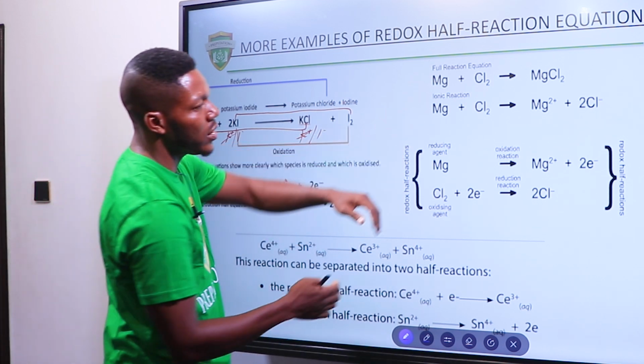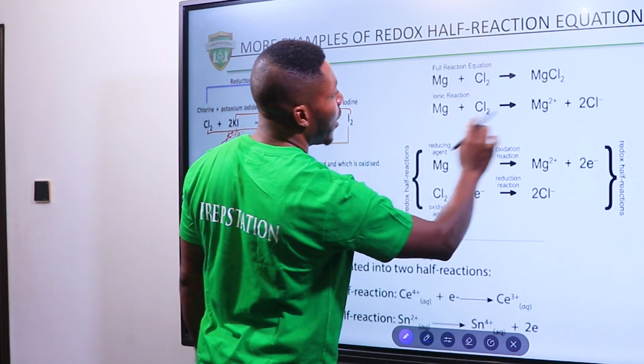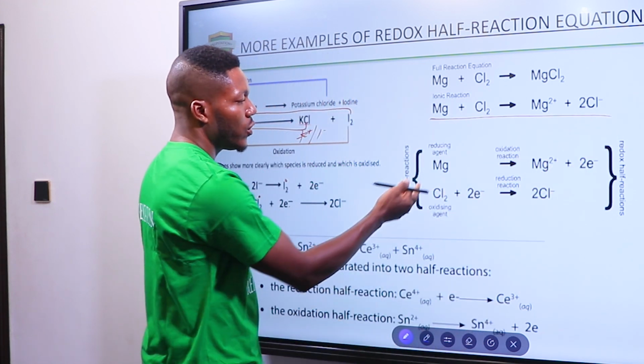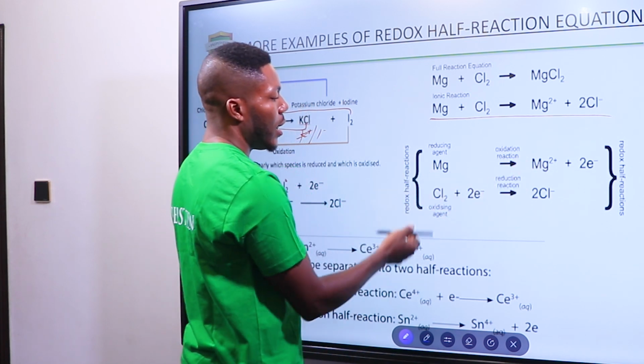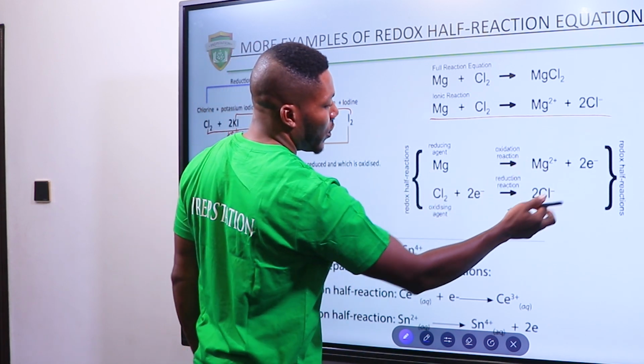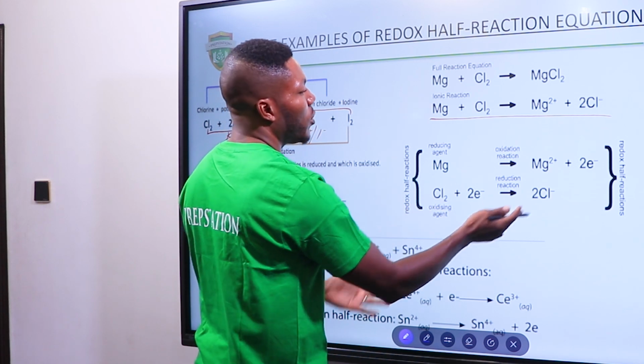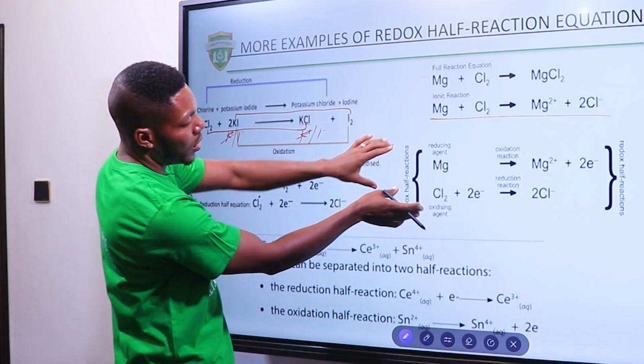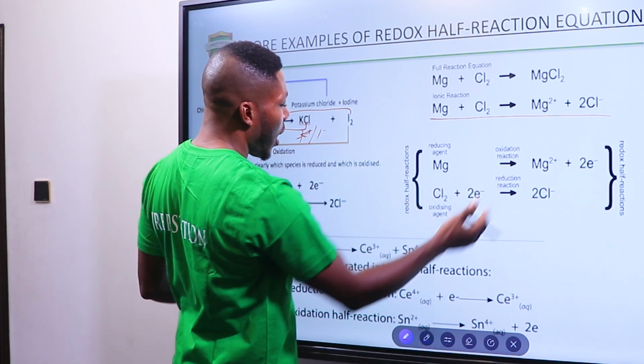There's another example in this form. So you break this compound, this equation, into their respective halves. Okay? So from Mg to Mg2 plus, and then Cl to Cl minus, and you balance your equation based on the number of charges that we have. So this is another example of reduction half equation.